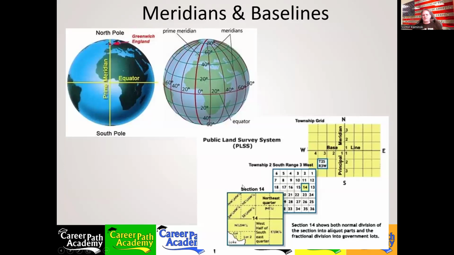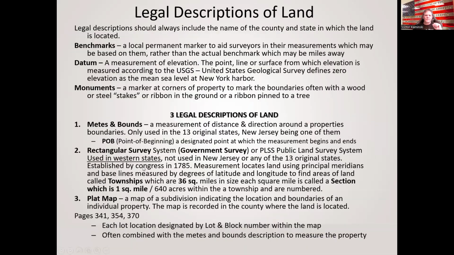And they locate these townships and sections by using principal meridians and baselines. If you remember the planet, we have the globe, we have each of these invisible lines separated by degrees of latitude and longitude, right? And that's how you could plot out the whole planet. And once again, we got the three legal descriptions of land.